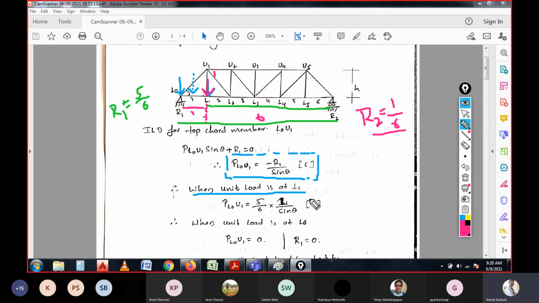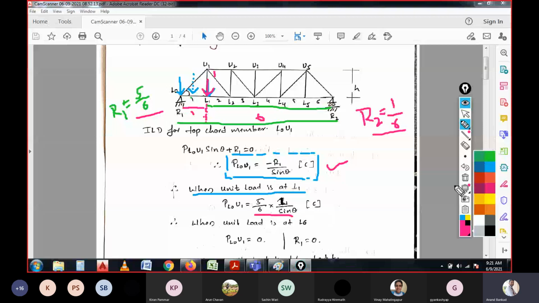So when the load is at L1, whatever equations we have derived here, the R1 value is substituted. Since R1 is 5 by 6 when the load is at L1, it will be 5 by 6 into 1 by sin theta. Again, it is in compression, as we have considered for L0 U1, the span we are discussing.